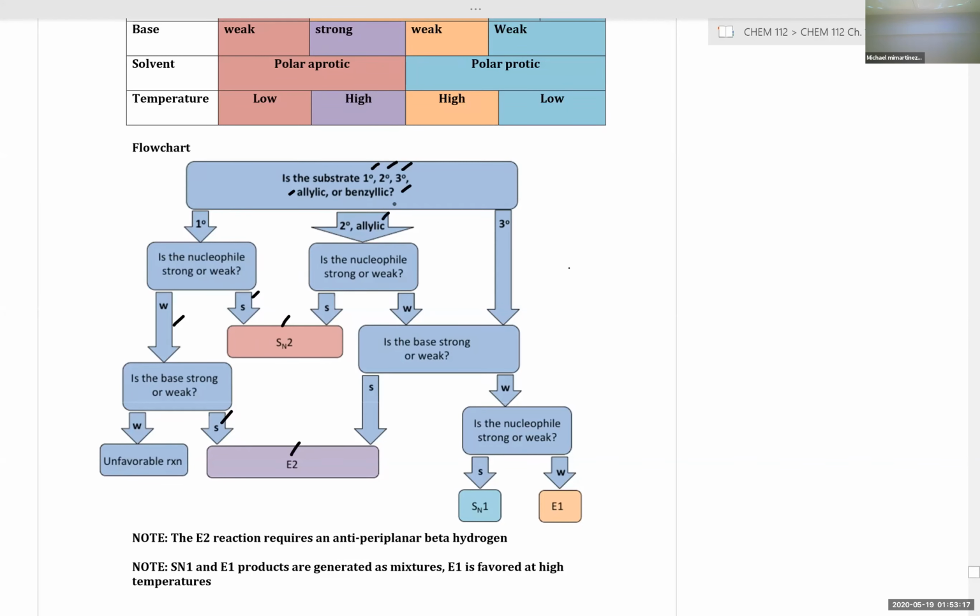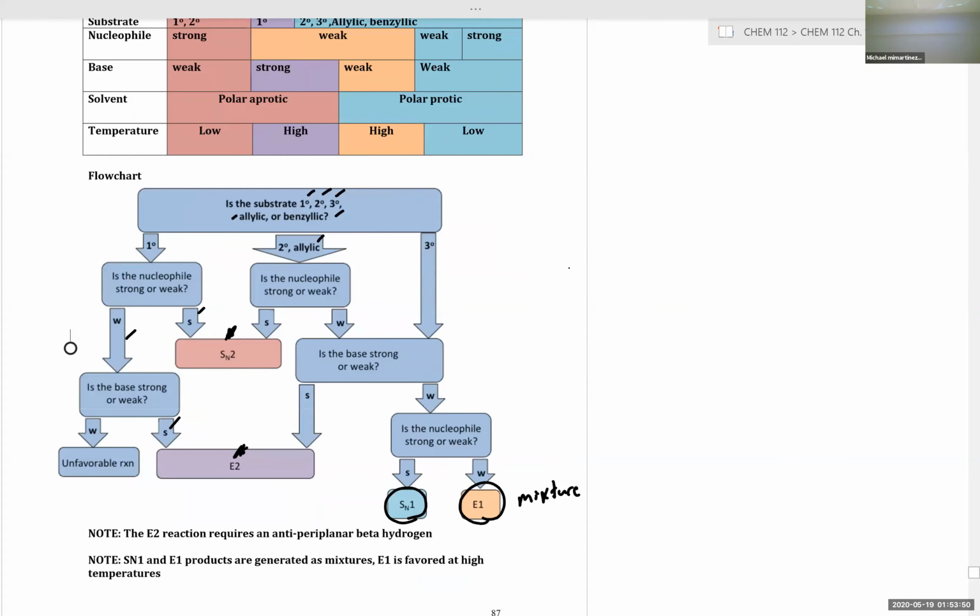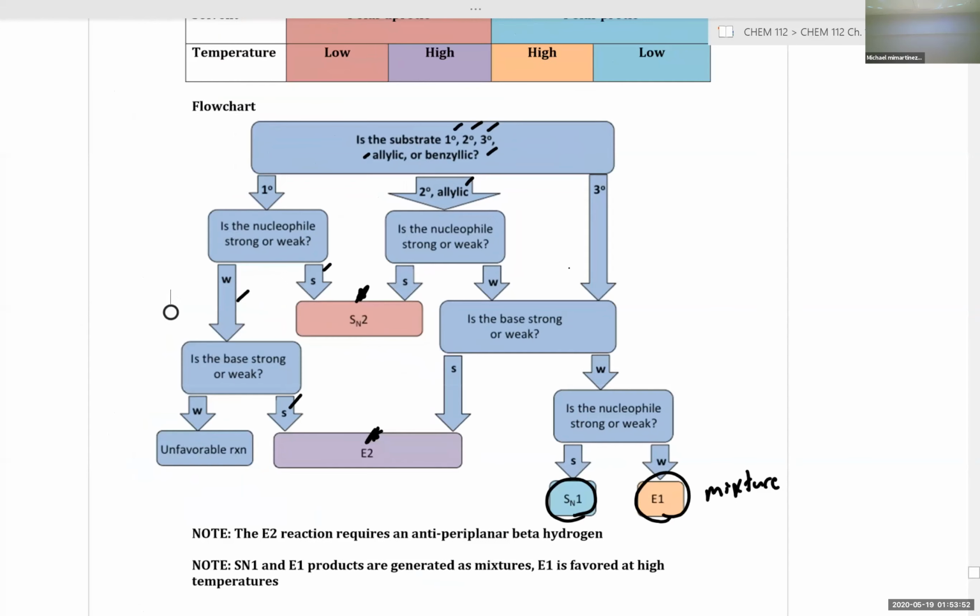If it's secondary or allylic, I ask myself, is the nucleophile strong or weak? If it's strong, we're in the SN2. Okay? If the nucleophile is weak, then we ask ourselves, is the base strong or weak? If the base is strong, we're in the E2 domain once again. If the base is weak, then I ask myself, is the nucleophile strong or weak? If it's strong, SN1. If it's weak, an E1, but we often see a mixture. So that's another way of thinking through whichever table you prefer to use as a summary.